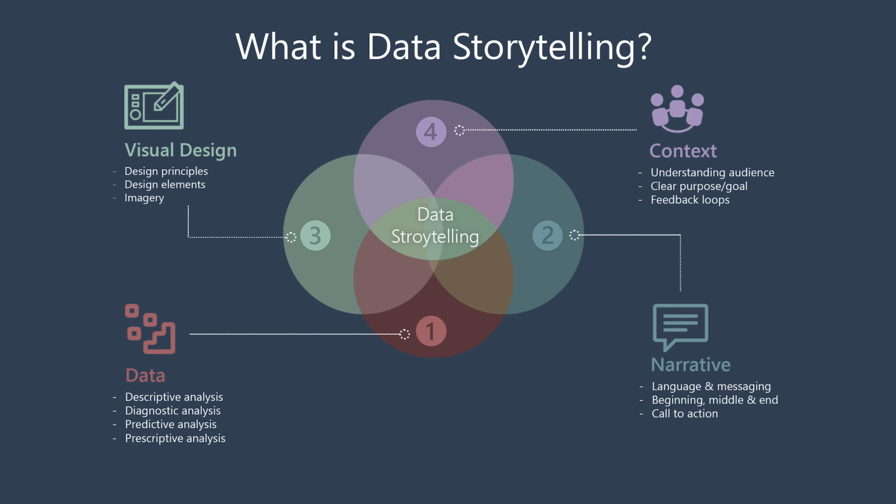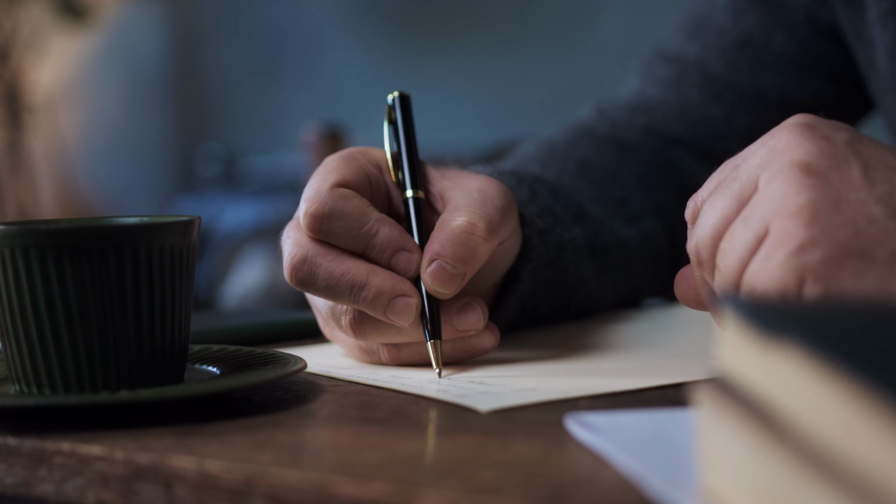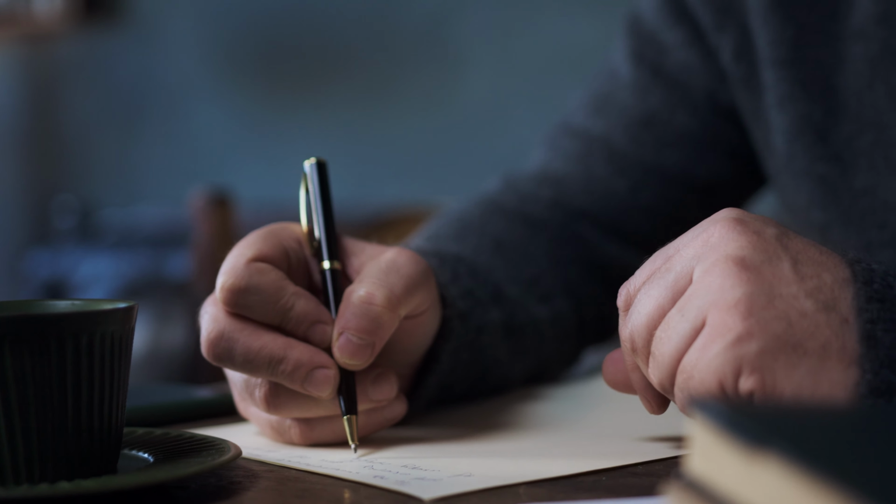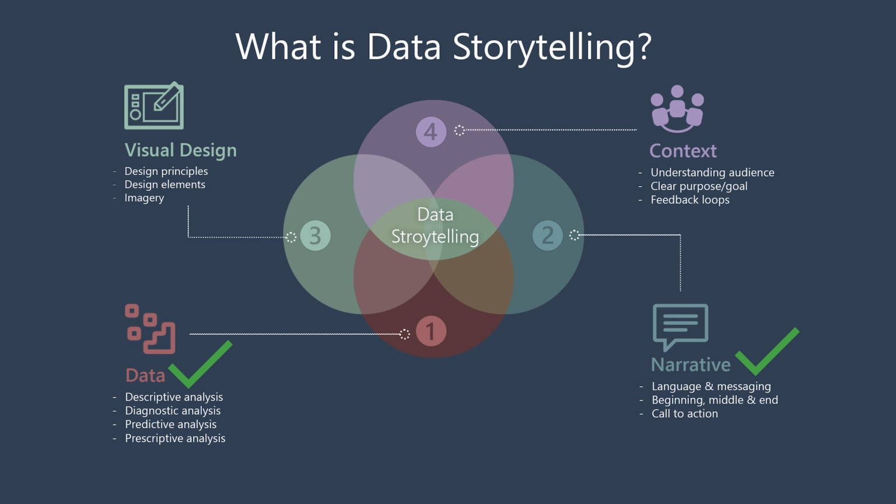Now let's break down what it takes to build a solid data story. First, you need the data. Start with a deep understanding of your data set, analyzing it through descriptive, diagnostic, predictive, and prescriptive methods to have a complete picture. Second, you need the narrative. That is the essence of your story, also called the storyline, used to communicate the insight gained from your data analysis. It helps to form context for your audience.